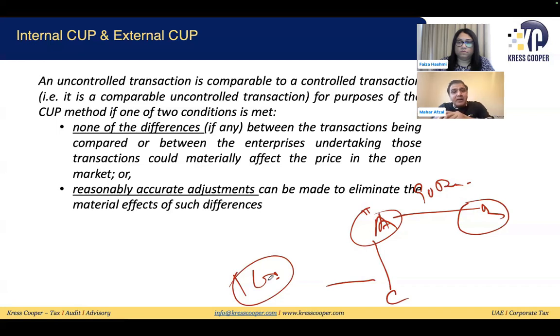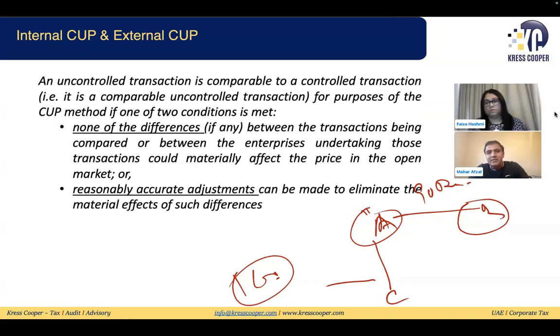This is the wording I have taken exactly from the OECD guidelines. Whatever they have written: an uncontrolled transaction comparable to a controlled transaction is a comparable uncontrolled transaction. Then for the purpose of the CUP method, if one of the following conditions is met: none of the differences materially affect the price, or reasonably accurate adjustments can be made.